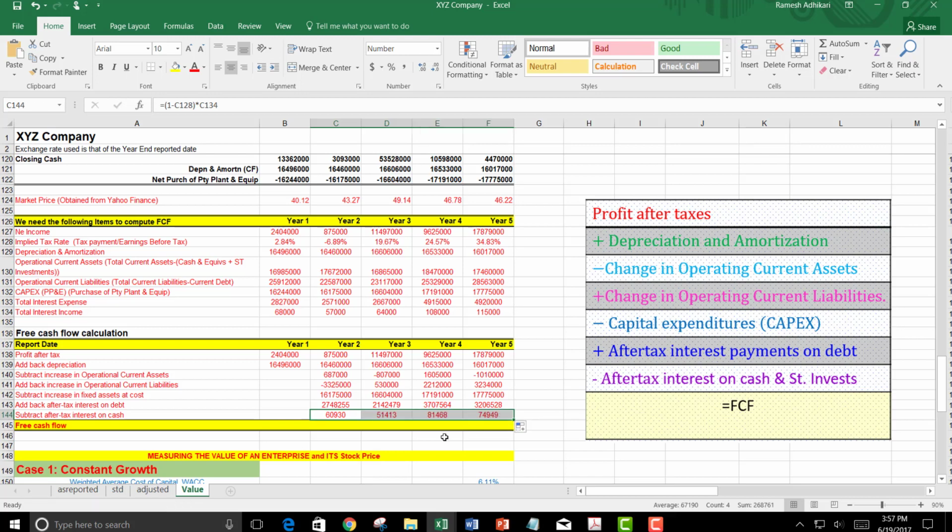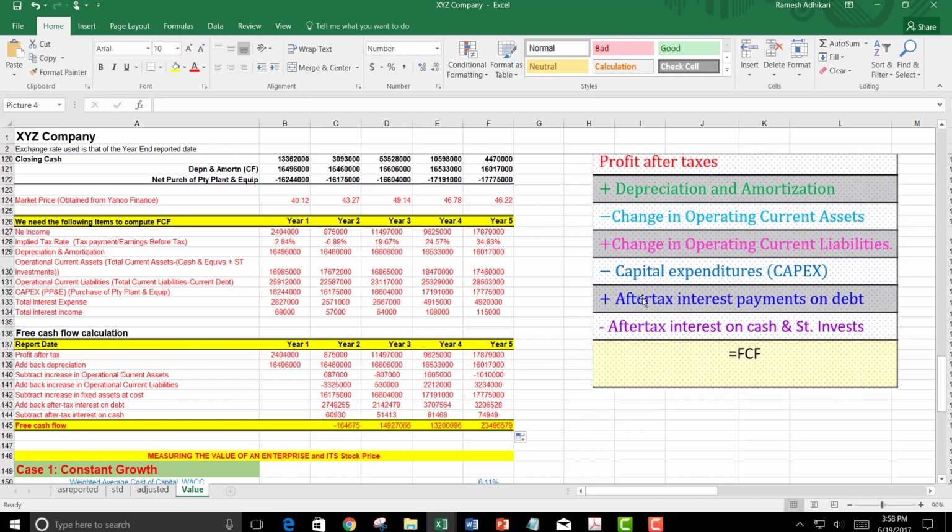And once you have all this information, now you can compute free cash flow for year 2 to year 5. So let's see. You start with profit after taxes, right? This plus your depreciation and amortization minus your change in operational current assets, right? Plus change in operational current liabilities, right? Minus capital expenditure plus after tax interest payment on debt minus after tax interest on cash and short-term investment. So if you do this, you get your negative cash flow for year 2, and that is sometimes possible. And if you drag this formula, then you get the free cash flow for year 3, 4, and 5.